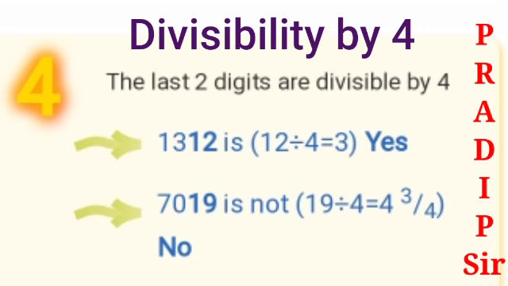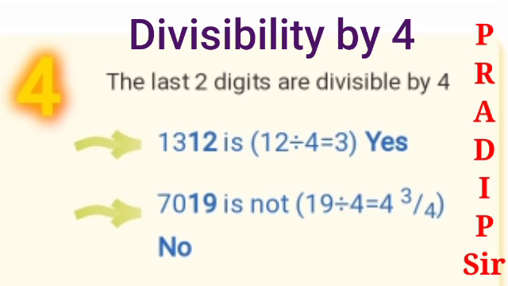It's an interesting thing. In order to test whether a number is divisible by 4 or not, we have to test the last two digits, the number formed by the last two digits. That means we have to take into consideration the number formed by the digits present in ones place and tens place. If the number formed by the last two digits is divisible by 4, then we can say that number is divisible by 4.